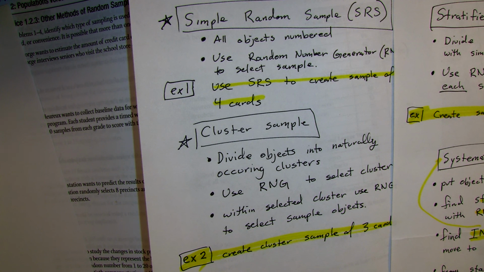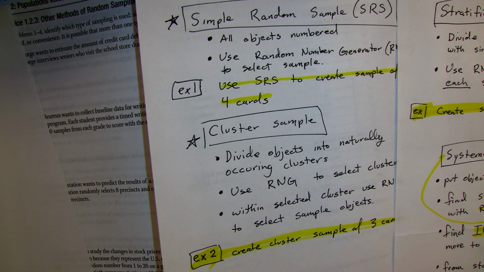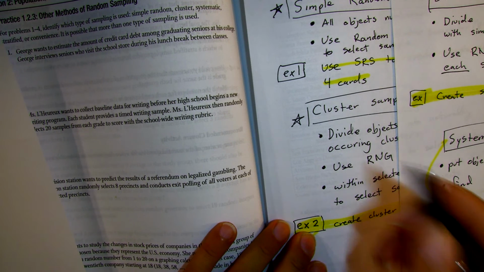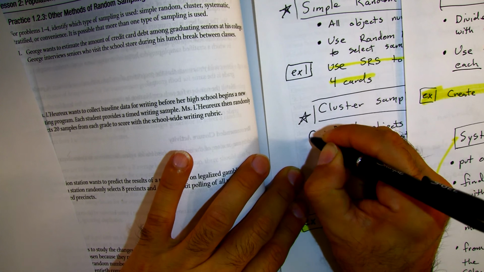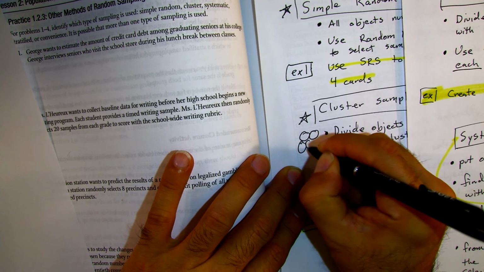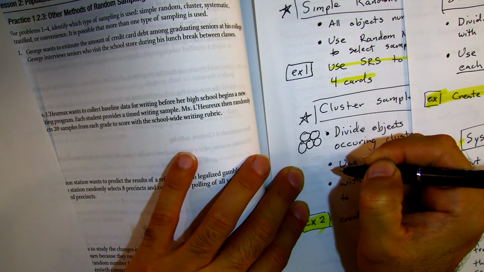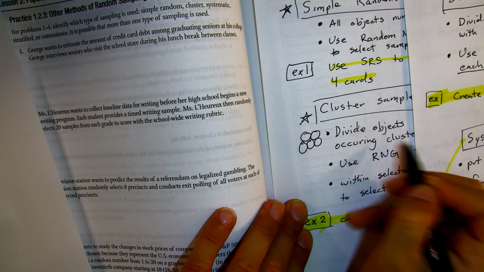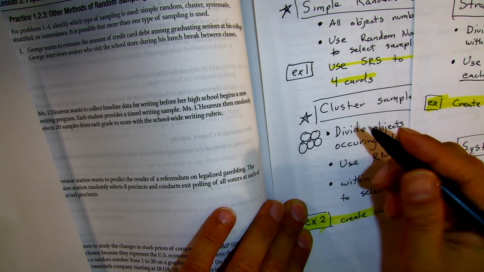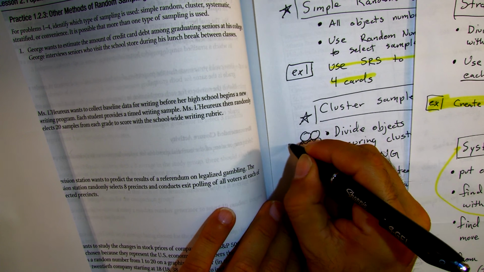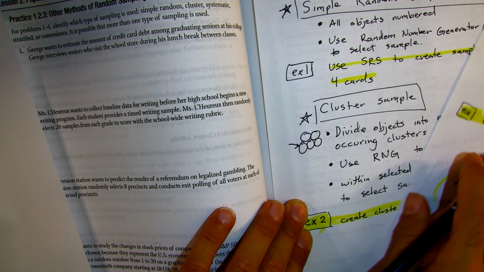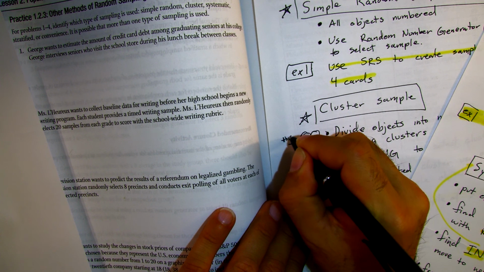Here's what I'm going to say. For cluster that we just did, we divide up the objects. Then you're going to select one of the clusters, this cluster, right? You're doing that with a random number generator. Then, from that cluster, you use a random number generator to get your votes.